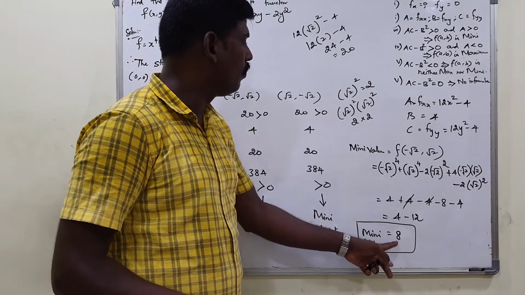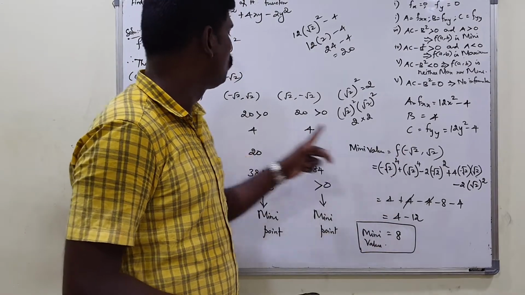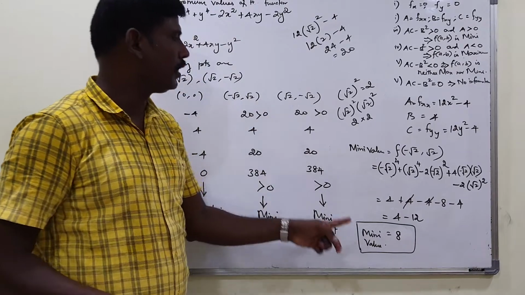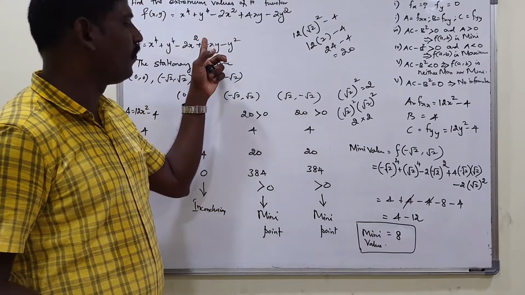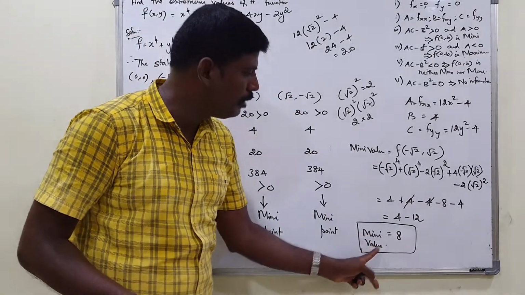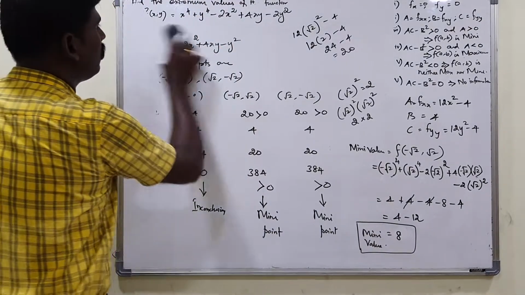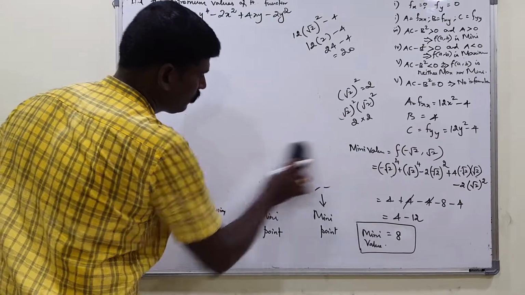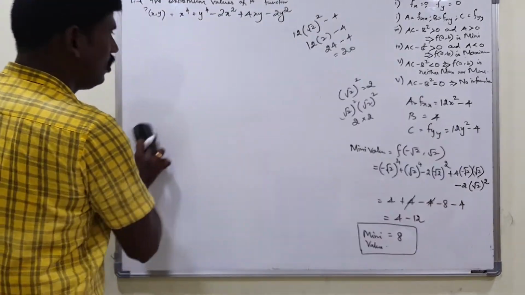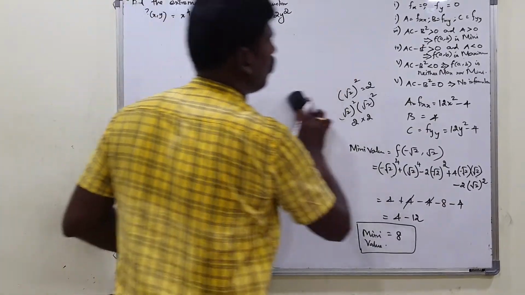This is the minimum value of the function at minus root 2 comma root 2. Same like that, substitute this point into the given function, you can get the same minimum value as before. Substitute it and get it. Okay, that's all. Right? Next one.